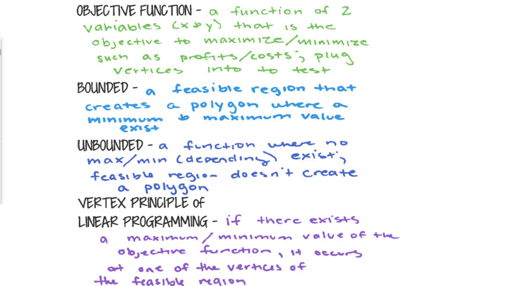And the vertex principle of linear programming is the reason linear programming works: there exists a point in each of the objective functions where one of the vertices is in the feasible region. Again, I want you to write those vocabulary words down. I'm going to pause the screen now, and then we'll pick up with drawing out what these look like.